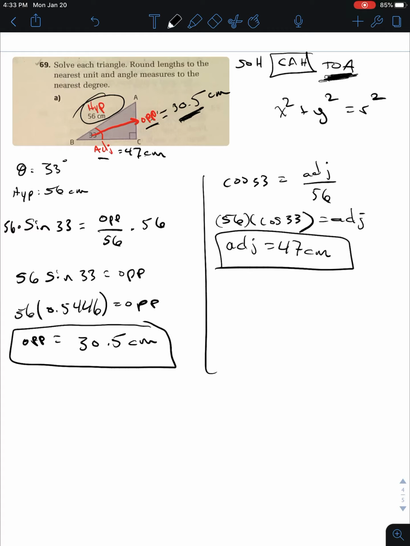Find the angle. Okay, how do you want to do that? 180 minus 90 minus 33, okay, good. I was just waiting to see what you were going to do. Good. So technically, you're right, 180 minus 90 minus 33 is going to be equal to angle A, 57.